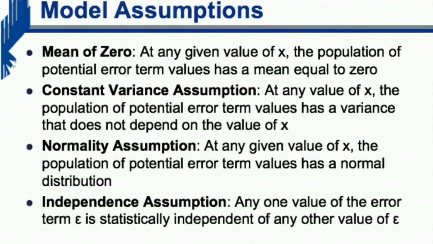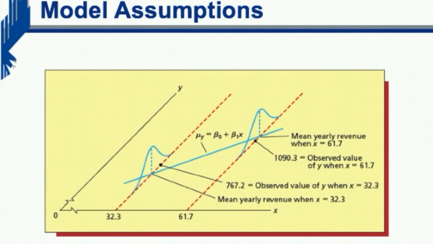First is an assumption for the mean of the residuals, which is 0. Next, the constant variance assumption. Third, we have the normality assumption. And finally, we have the independence assumption. So here is an illustration of the assumptions.